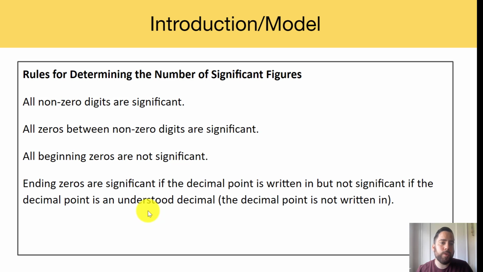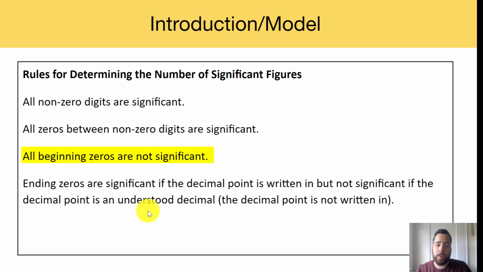So these are the rules for determining the number of significant figures. A, all non-zero digits are significant. So anything 1, 2, 3, 4, 5, those are all significant no matter what. All zeros between non-zero digits are also significant. So if you have, for example, 1, 0, 1, that 0 between those two non-zero numbers is also significant.